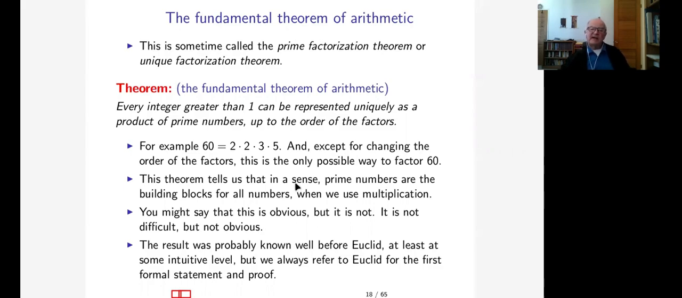And so what this tells us is that prime numbers are important because any other number can be expressed in terms of prime numbers. So prime numbers are the building blocks of all the integer numbers. The result was probably known well before Euclid, at least at some intuitive level, because people did multiplication. But we always refer to Euclid for the first formal statement and proof.